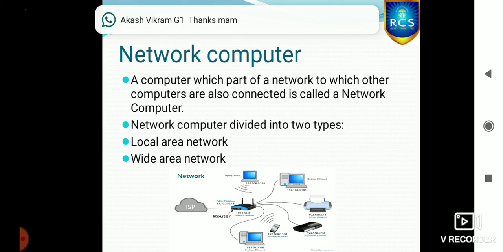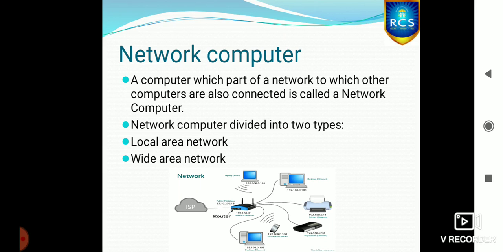Network computers are divided into two types: LAN and WAN. LAN stands for local area network. WAN stands for wide area network.